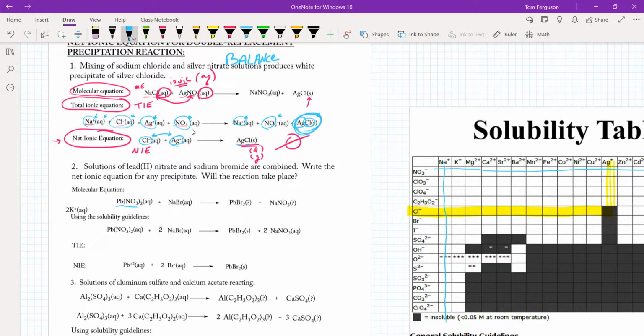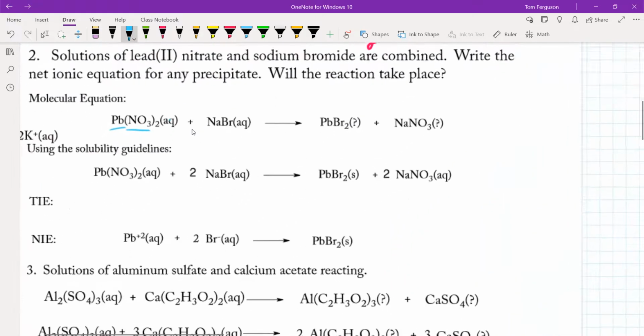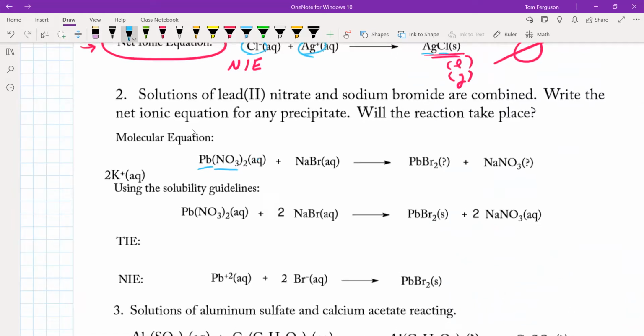Okay, so let's look at this now. So we have two solutions, aqueous, aqueous. That means it's a double replacement. Number two is we're going to swap the anions. Okay, what happens when we swap the anions? Well, the Br goes over to the lead, the nitrate goes over to the sodium. So we have sodium nitrate. I just mentioned that that's going to be aqueous. What about lead bromide?